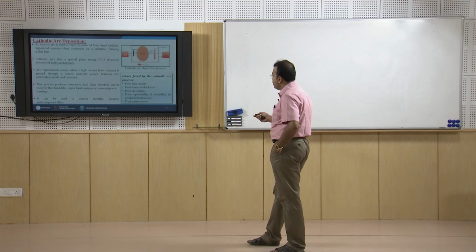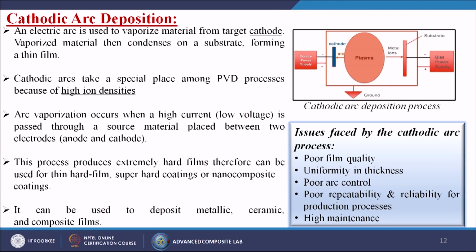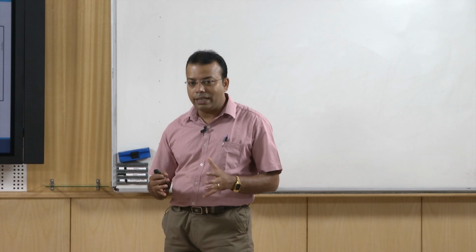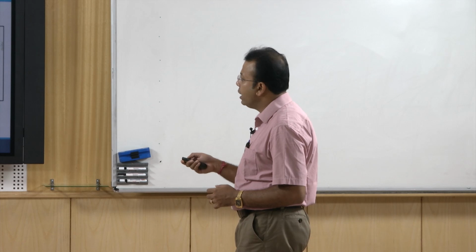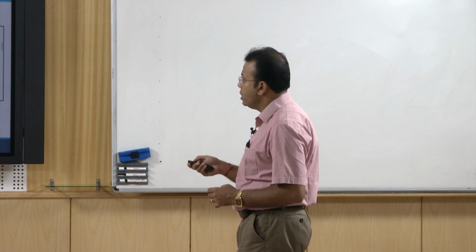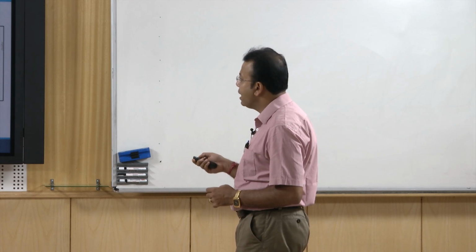Issues faced by the cathodic arc process: poor film quality, poor uniformity in thickness, poor arc control, poor repeatability and reliability for production processes, and high maintenance. So, these are all the issues we can generally face while doing the cathodic arc deposition process. The next one is called the filtered cathodic arc deposition process. From the name we can understand that it is a slightly modified version of the previous one. The filtered cathodic arc process is extensively used to deposit tribological and wear resistant thin films. Mainly it eliminates the macro particles that degrade coating performance.